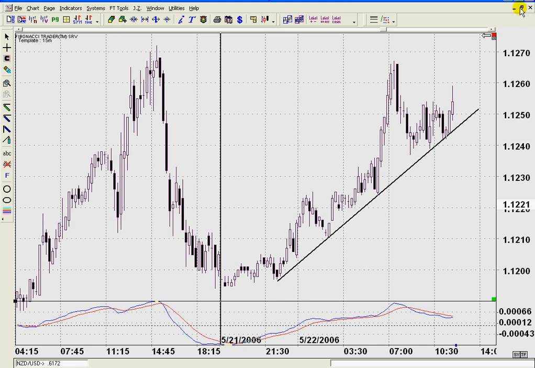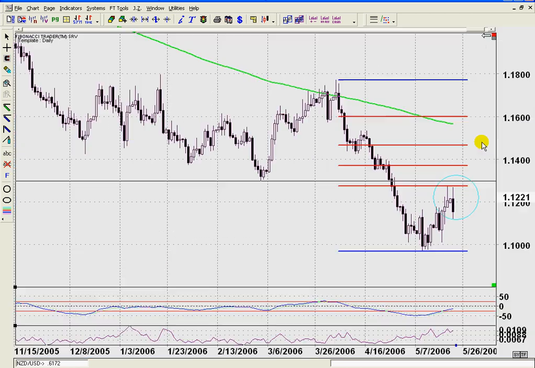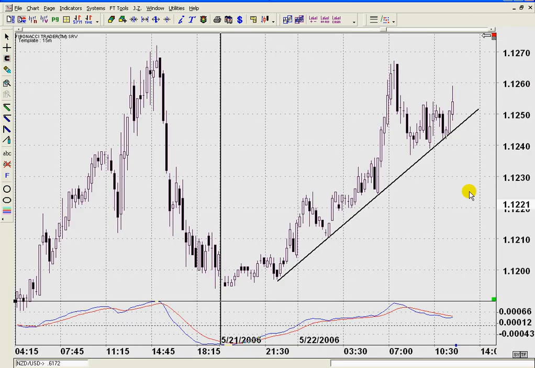Let's go back now and have a look at the daily chart. You don't want to trade long into this 38% retracement. It's a fact. All right? Don't do it. Don't do it, folks.